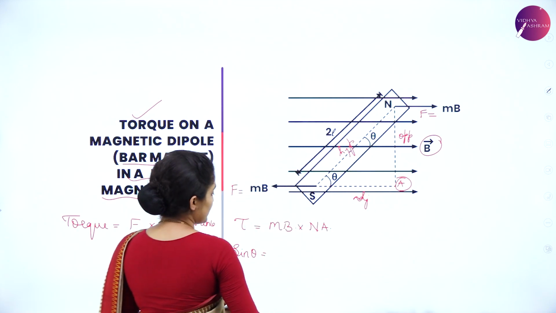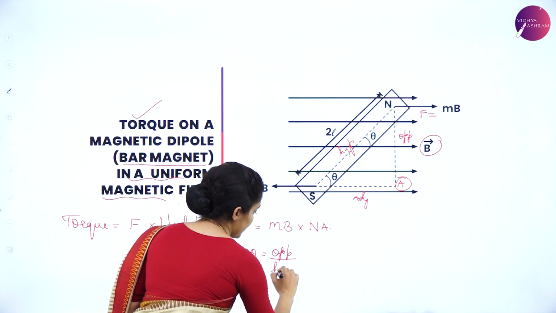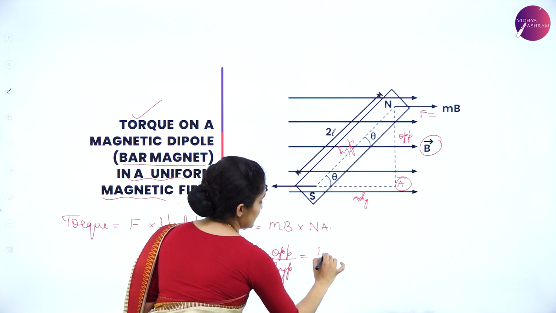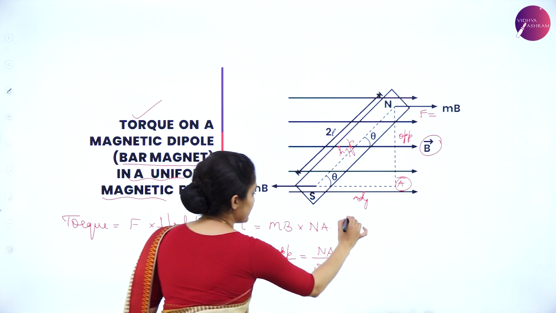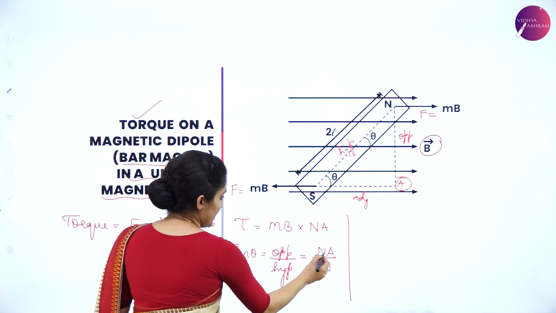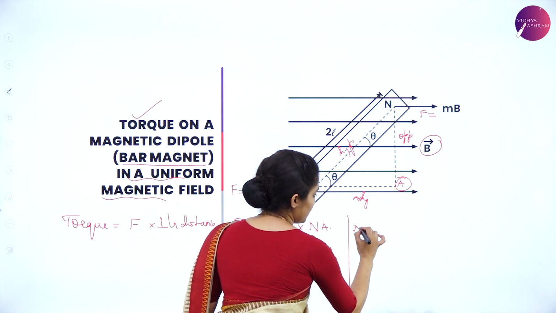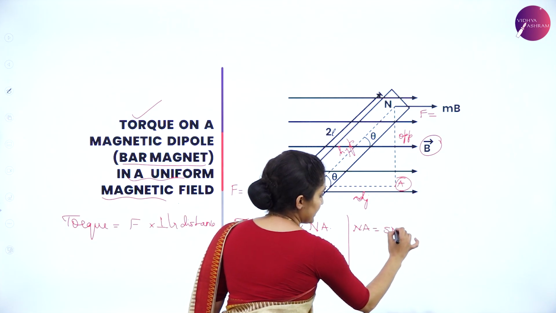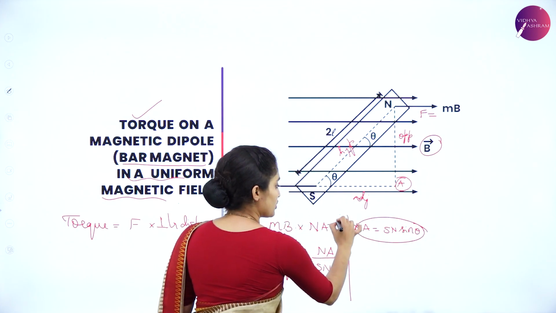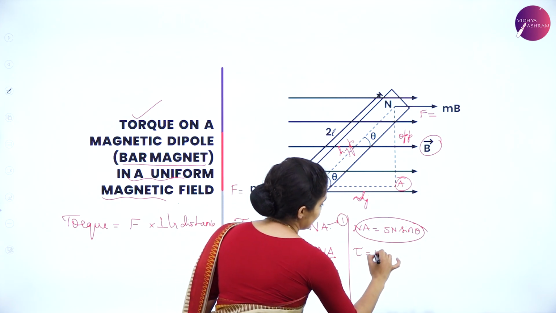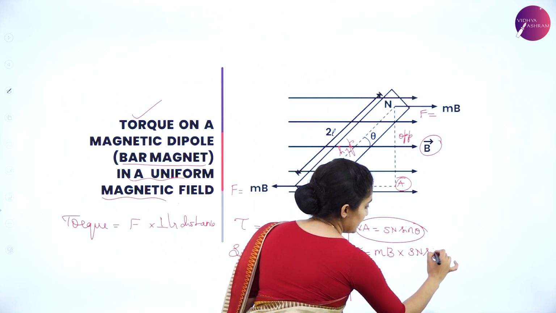So when this is the concept, we have opposite by hypotenuse. So opposite is NA, hypotenuse is SN. So we have this equation as NA by SN. So take SN towards sine theta. So the NA value will become NA is equal to SN sine theta. Substituting this equation in equation 1, we have tau is equal to MB into SN sine theta.